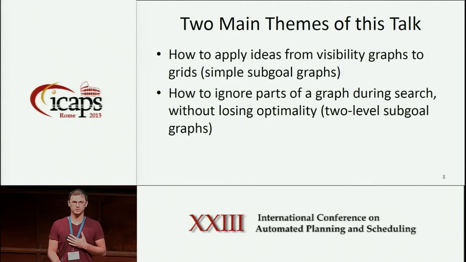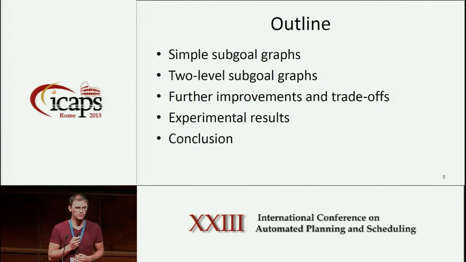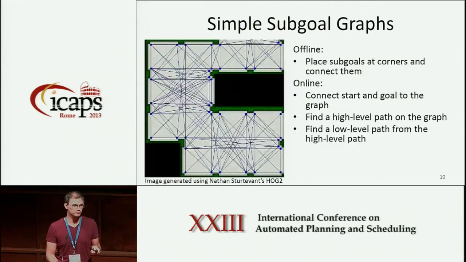So there are 2 main themes in this talk. The first one is how do we translate visibility graphs into grid worlds, and this part will be covered in simple subgoal graph parts. And the second theme is how can we ignore parts of the graph during search without losing optimality, and this will be in the 2-level subgoal graph part. Apart from these 2 subgoal graphs, I'll mention 2 methods of improving this further briefly. And then I'll give experimental results, including some results from the competition.